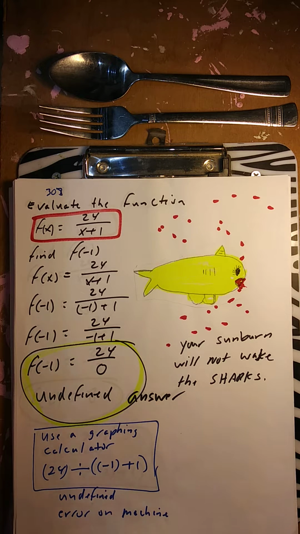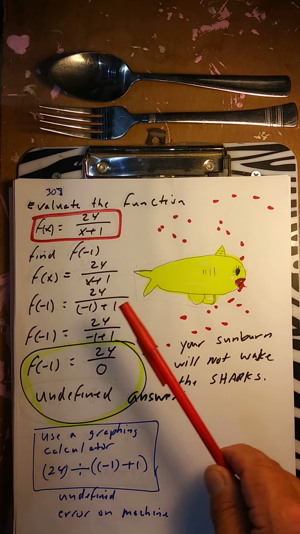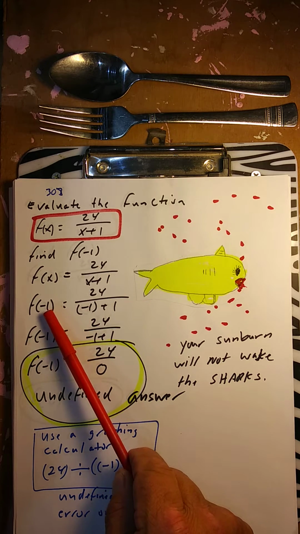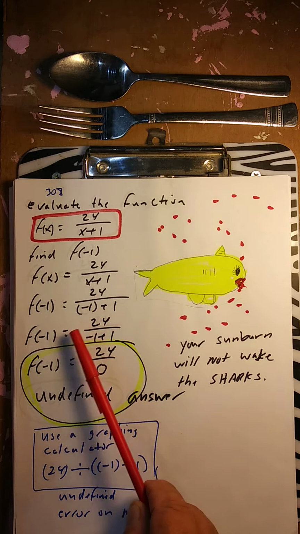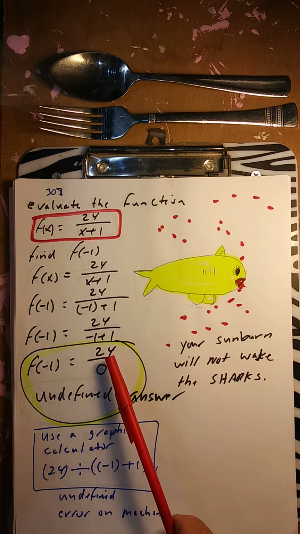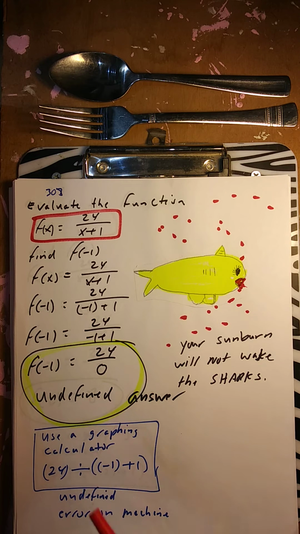Alright. Evaluate the function again. Put -1 in there. So we have f of -1. Put a -1 here for the x. So we have 24 over -1 plus 1. 24 over 0 is undefined. Remember that.